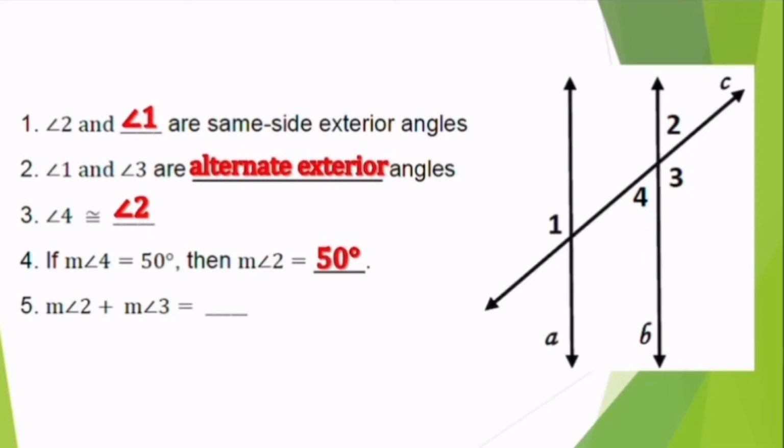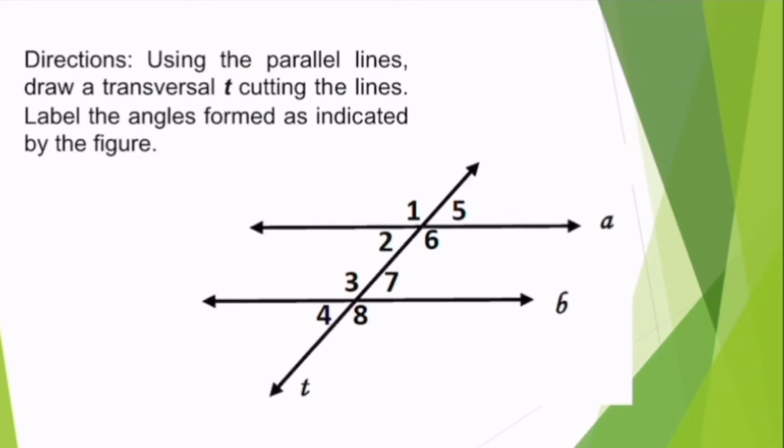Next, for number 5, the degree measure of angle 2 plus the degree measure of angle 3 is equal to blank. Since they are supplementary, the answer is 180 degrees.